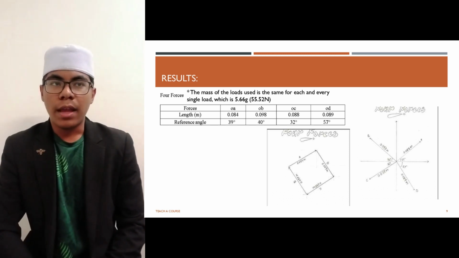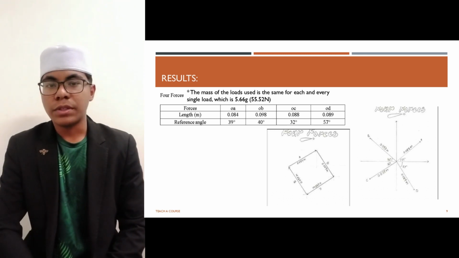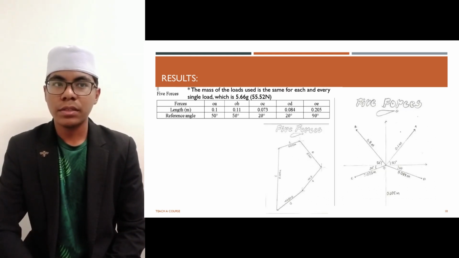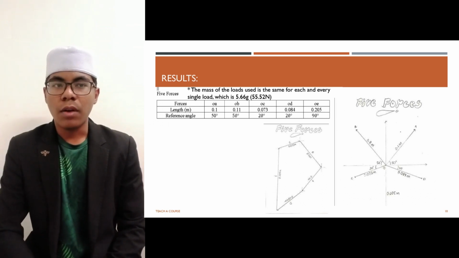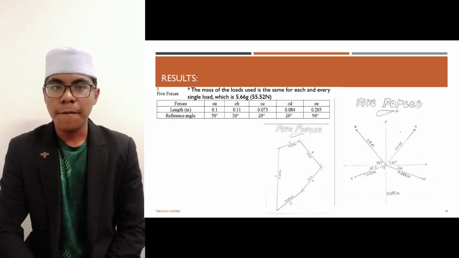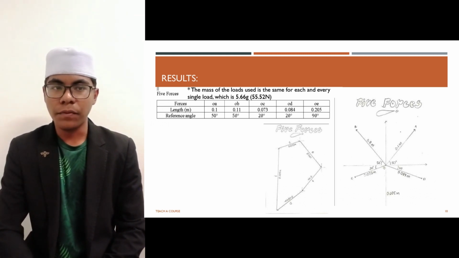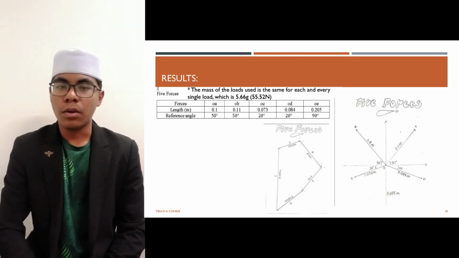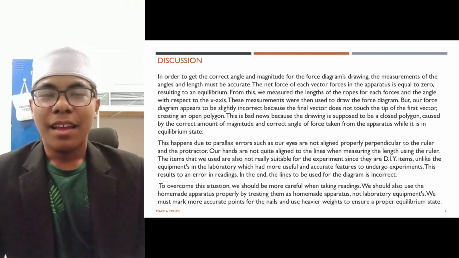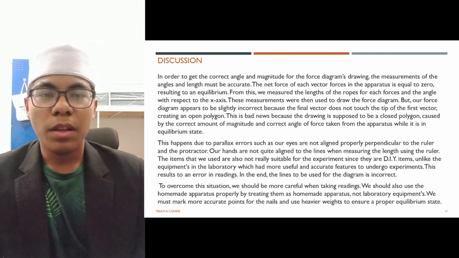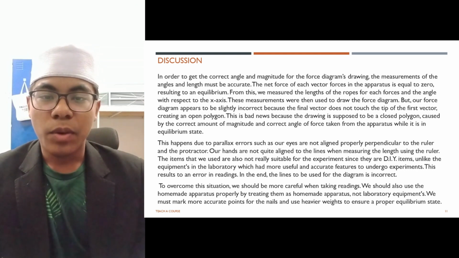As for the result, we had set up a 4 forces and 5 forces experimental setup. As recorded in the result table, we were able to draw a 5 forces and 4 forces force diagram. However, some of the vectors in the diagram do not touch the tail of each other. The shape of the polygon may vary due to inconsistent length of rope and width. The net force of each vector force in the apparatus must be equal to 0, resulting in an equilibrium.